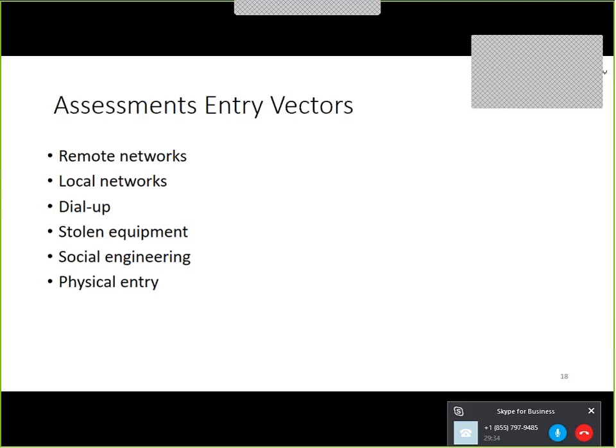And the last is sort of physical entry. Just break in. Sometimes that's a joke, right? I'm not trying to convince somebody, you just literally pick a lock and go through, or find an unlocked door and go through that, whatever it may be. That's often out of scope, but a lot of times companies will allow you to do that.